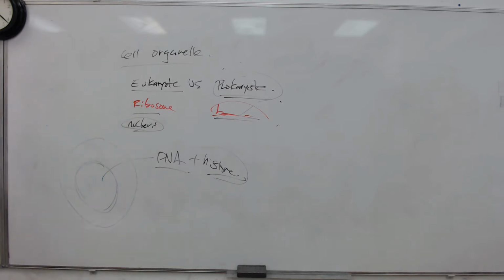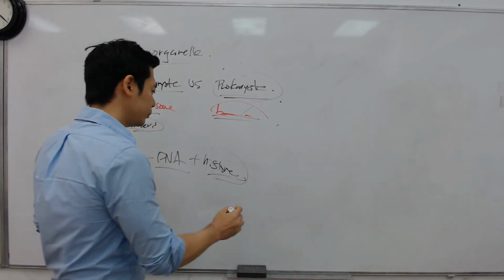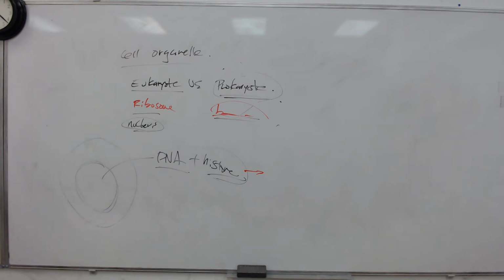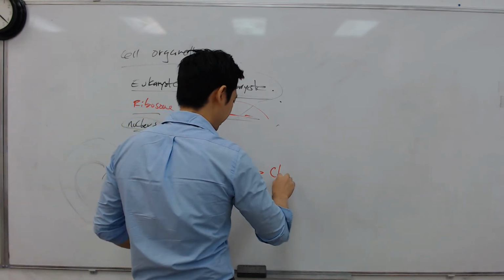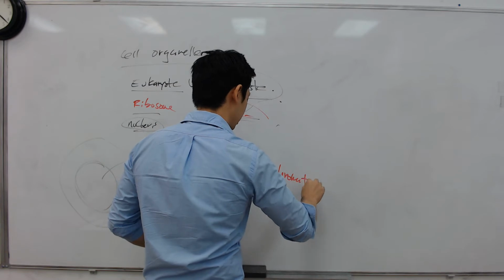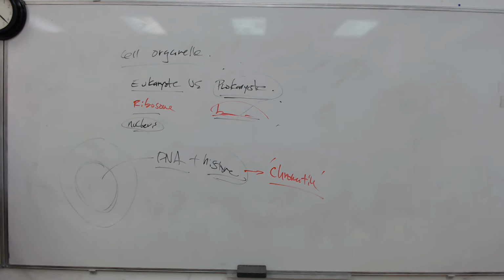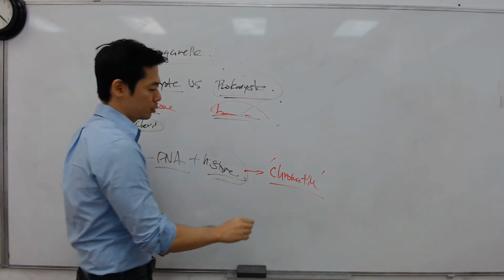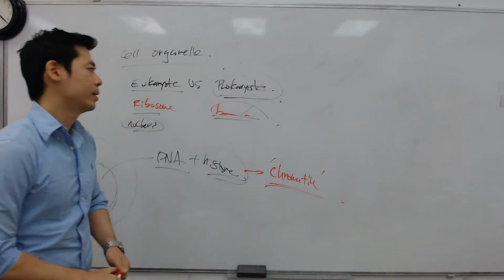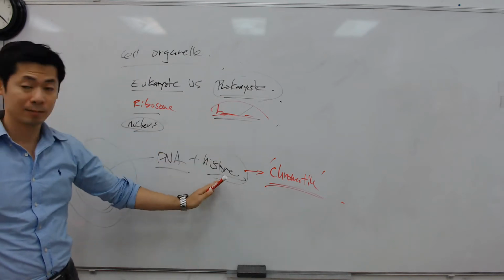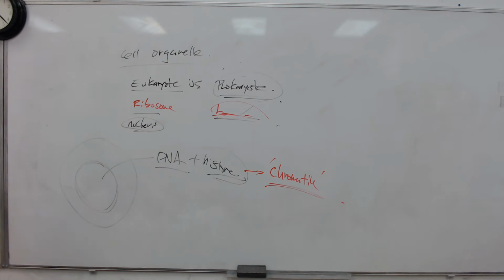Now when DNA gets wrapped around histones, the form of the DNA found in the nucleus is called chromatin. This applies for eukaryotic cells only. So when you find DNA in a eukaryotic cell, they call it chromatin. Histones do not apply to prokaryotic cells, which means they don't have chromatin.